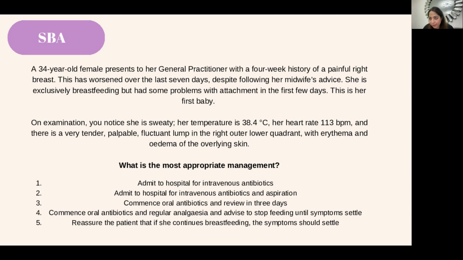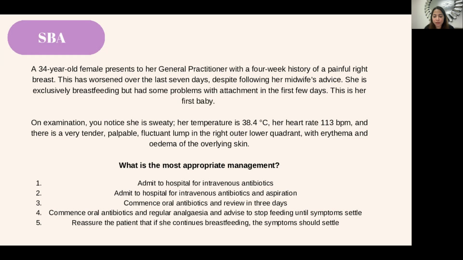Okay, cool. So I think a lot of you have responded, which is great. Most people have gone for option 2, which is commence oral antibiotics and review in 5 days. And a few of you have actually gone for number 3, which is admit to hospital for IV antibiotics and aspiration. And I think one of you might have gone for the final option, which is reassurance, and that the symptoms should settle. So the correct answer is number 3, which is to admit to hospital for IV antibiotics and aspiration.